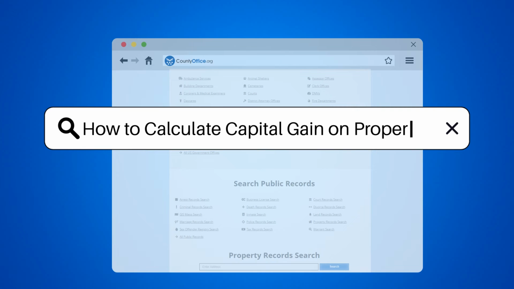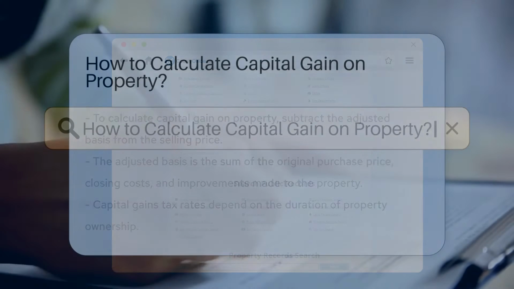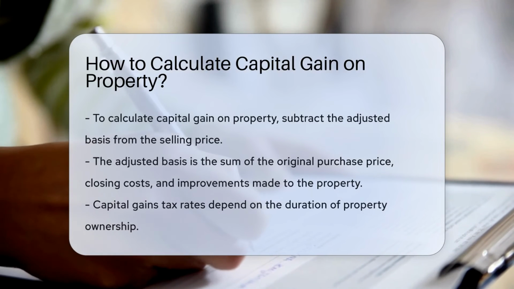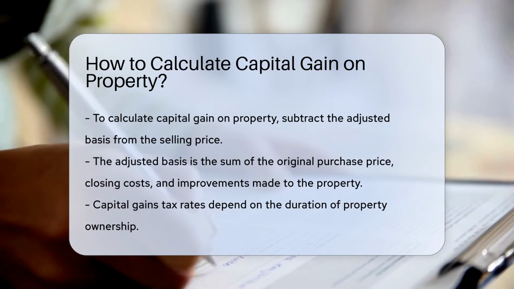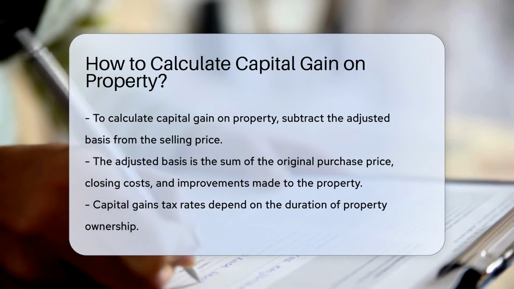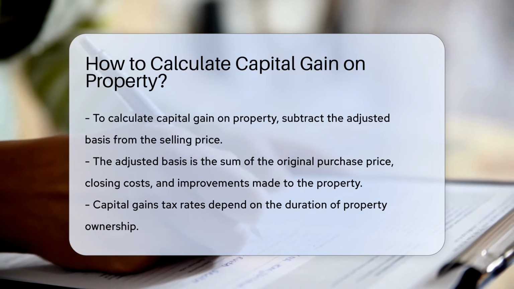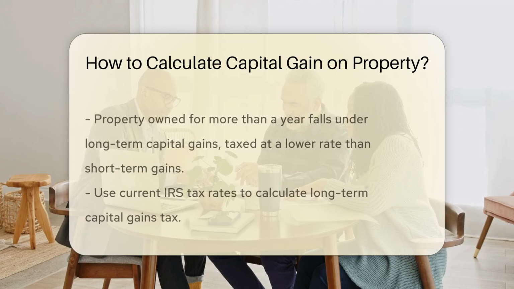How to calculate capital gain on property. When determining capital gain on property, you need to subtract the property's adjusted basis from the selling price. The adjusted basis includes the original purchase price, closing costs, and any improvements made to the property.